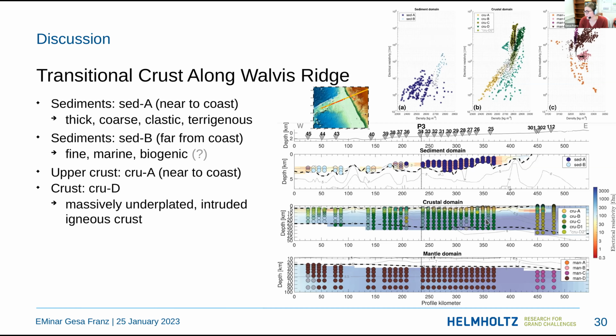And also in the middle and lower crust, all of the model cells are attributed to this high resistivity, high density cluster crew D. So we also say this is now the massively underplated and intruded igneous crust, which correlates with an increase in magmatic input above the hotspot embankment, which also actually built Walvis Ridge.